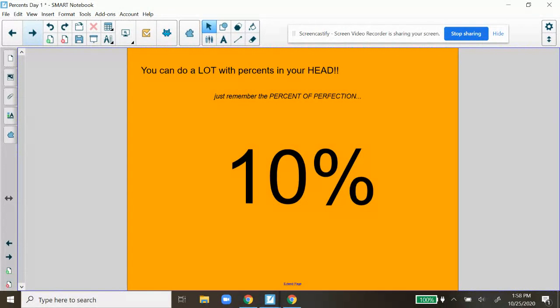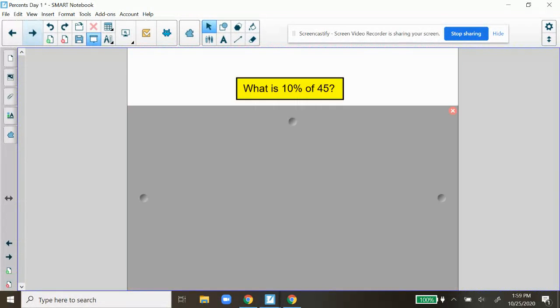All right, so what's really important is our percent of perfection is 10%. We can do so much with 10%, especially so many percents in your head. And 10% is our best friend here.